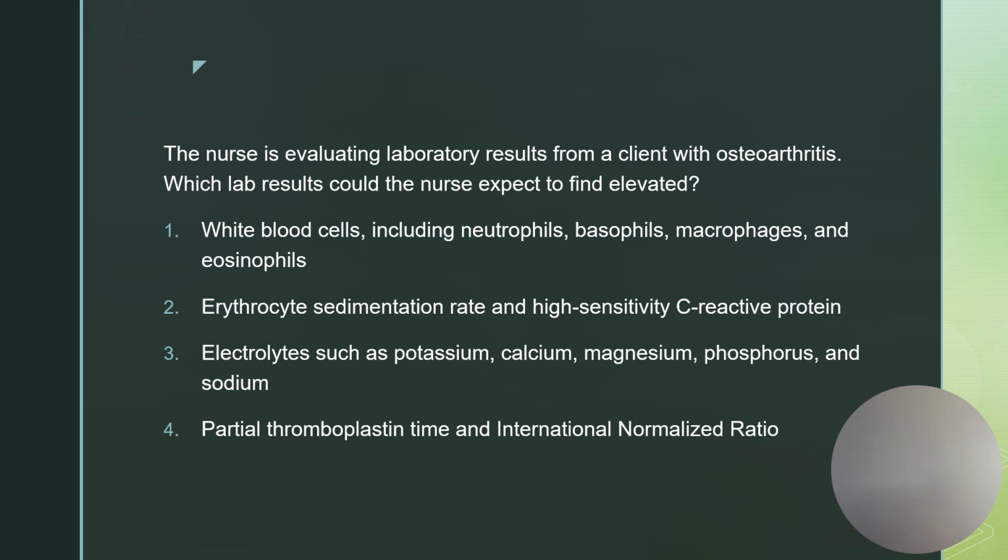Well, as you're looking at this, again, if you kind of know what's going on with osteoarthritis, we know that there's a lot of inflammatory response going on through degeneration of that joint. And inflammatory processes are going to be reflected with our elevated erythrocyte sedimentation rate, the ESR, and the C-reactive protein, CRP.